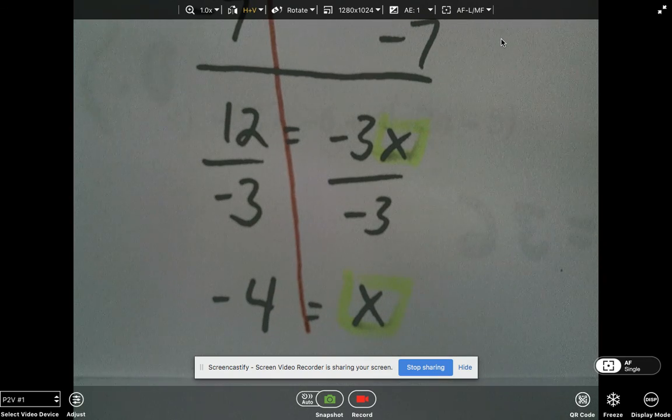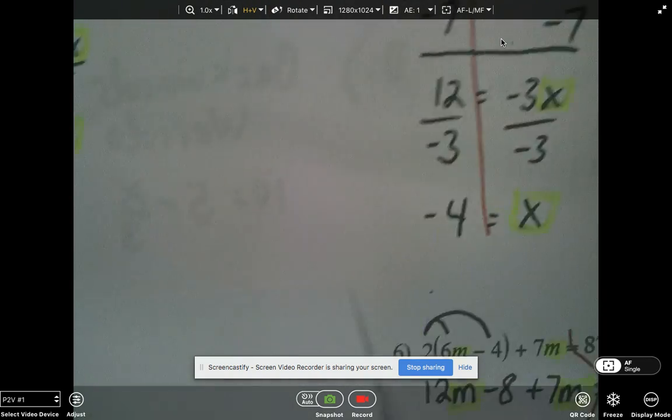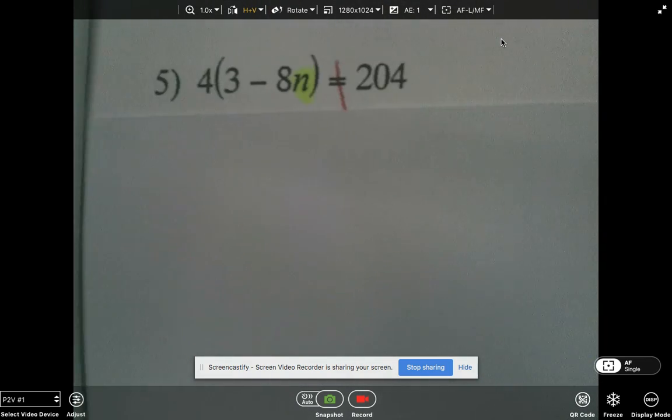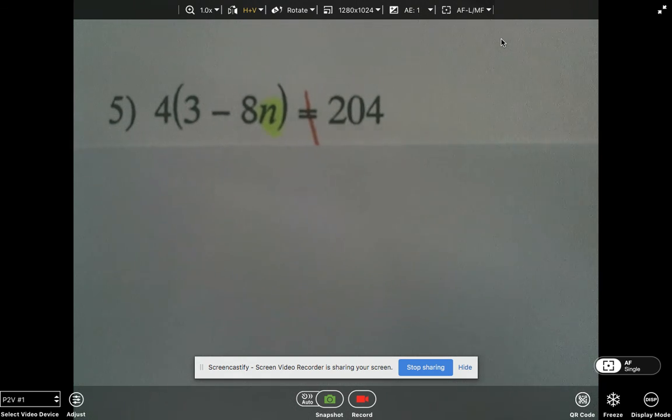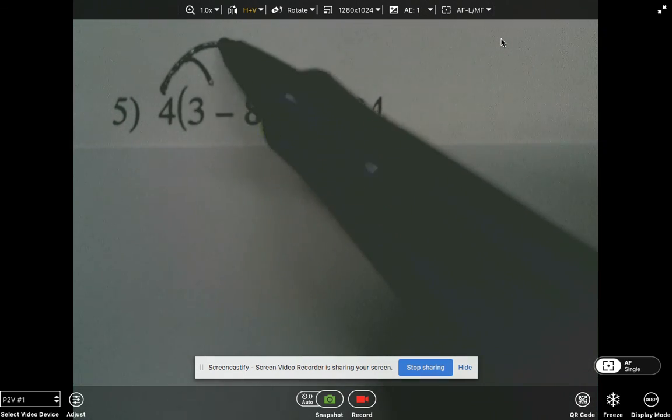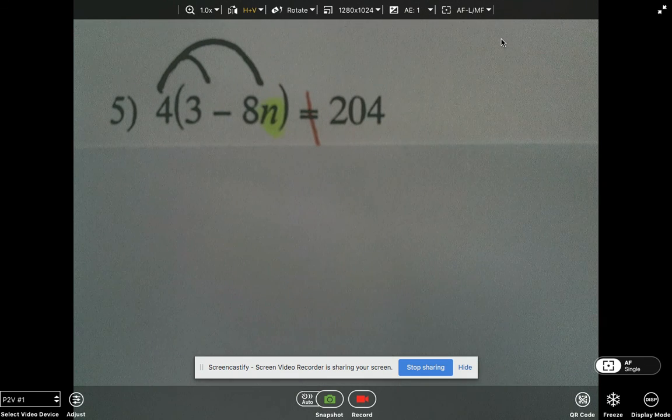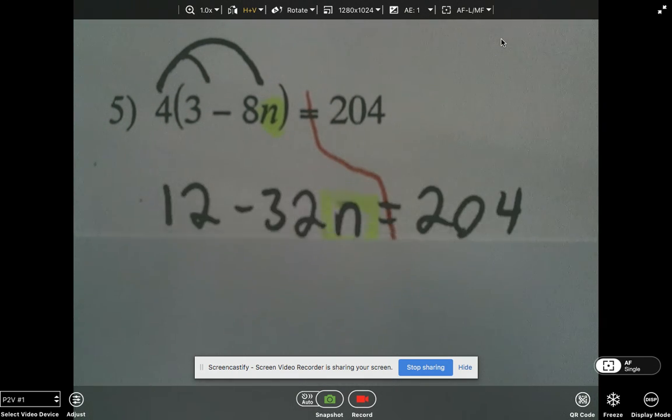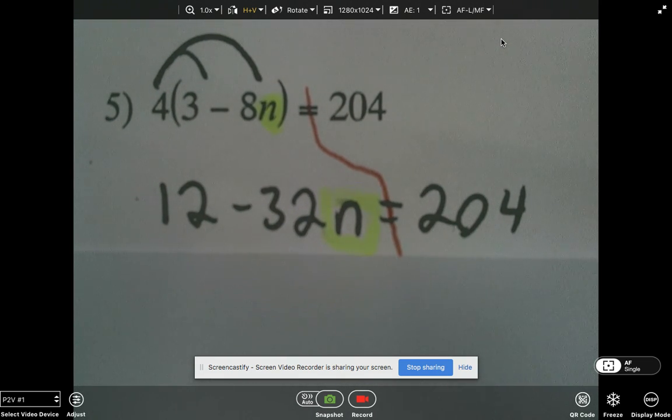All right, number 5, we're introducing distributive property. So usually I put these symbols here to distribute. Remember, that's a negative 8n. Who can distribute the 4 for me? 12 minus 32n equals 204.